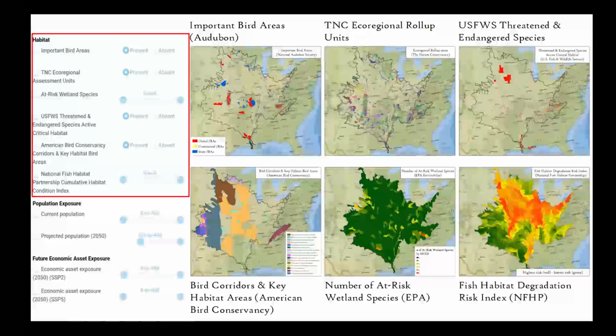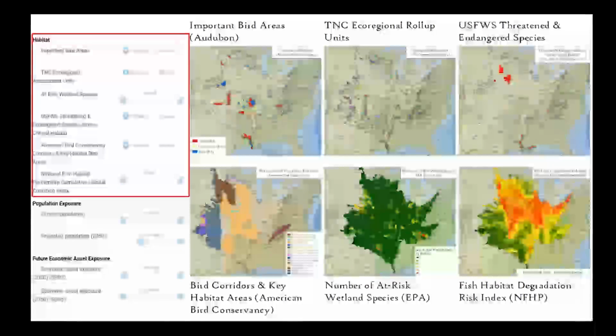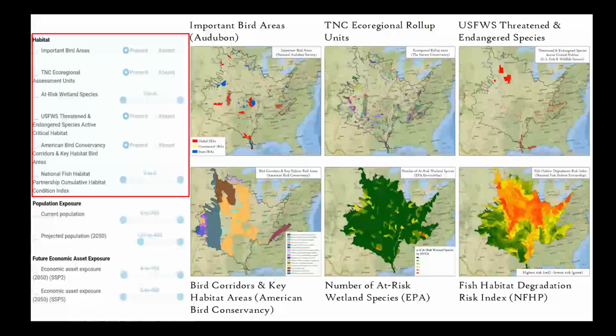Next bucket of data is kind of a grab bag of habitat layers from many different sources that we have considered. Important bird areas from Audubon. Then in the top center, places that TNC has identified as having biodiversity significance. Critical habitat for endangered species from the Fish and Wildlife Service. Bird migration corridors. We also have a count by watershed of at-risk wetland species, which are species that have been flagged as imperiled by NatureServe.